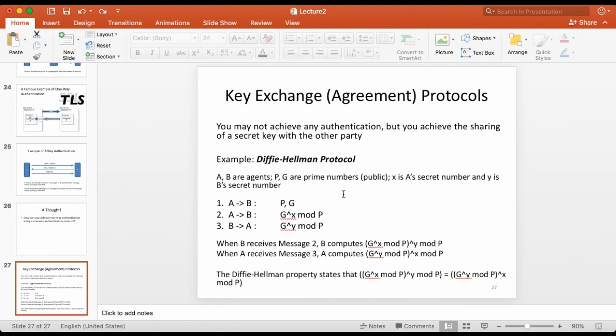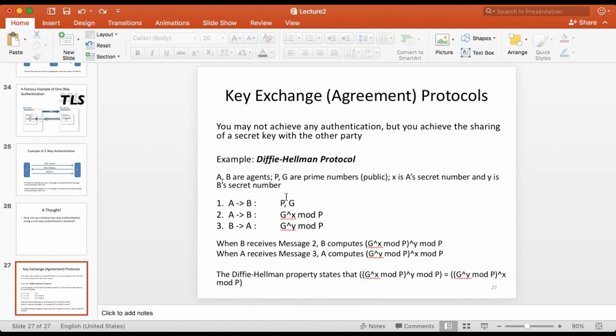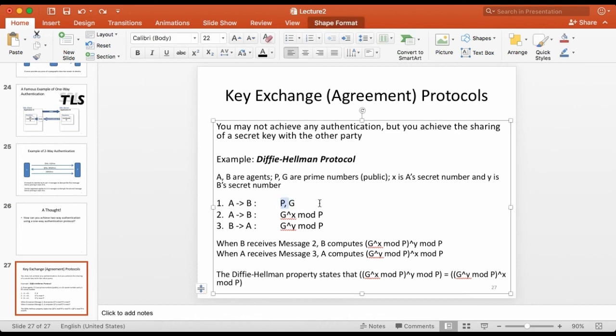Simply, the way it works is that A and B first have access to two public prime numbers. Let's call them P and G. And essentially A has its own secret number called X, and B has its own secret number called Y. So the Diffie-Hellman protocol is a three-way exchange of messages, which starts as follows. First of all, A sends to B the two prime numbers, just to say to B which two prime numbers we're going to use.